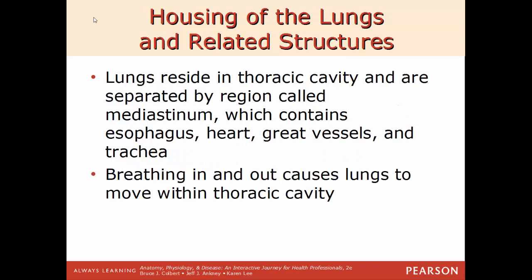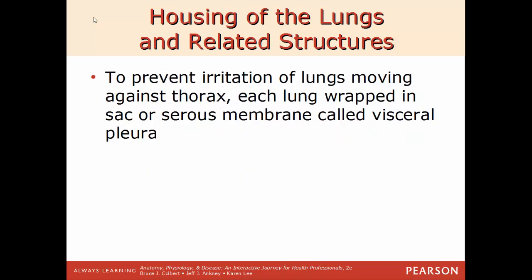Alright, now we'll move on to the housing of the lungs and its related structures. Now, the lungs are found in the thoracic cavity and are separated by a region called the mediastinum, which contains the esophagus, the heart, the great vessels, and the trachea. Now, breathing in and out causes the lungs to move within the thoracic cavity. To prevent irritation of the lungs moving against the thorax, each lung is wrapped in a sac or a serous membrane called the visceral pleura.